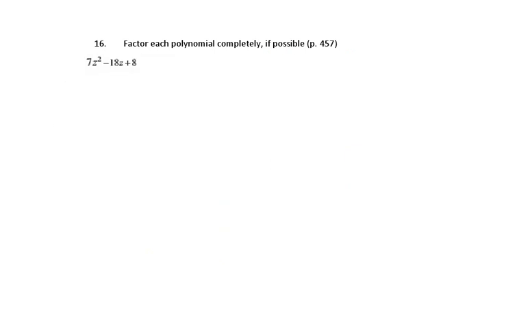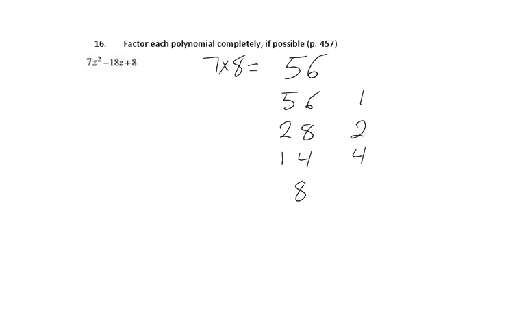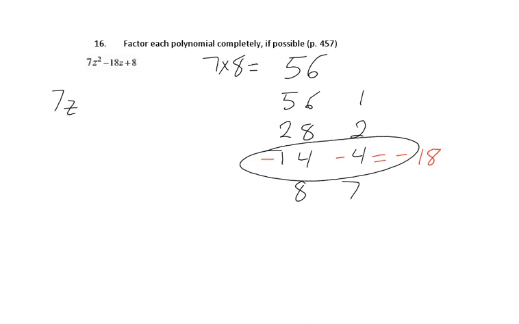16. We'll have to do factor by grouping. So first we'll have to multiply first and last. 7 times 8 is 56. Numbers that make 56 can either be 56 and 1, 28 and 2, 14 and 4, or 8 and 7. I like 14 and 4 because I can make that negative 18 if both 14 and 4 are negative. So you get 7z2 minus 14z minus 4z plus 8.